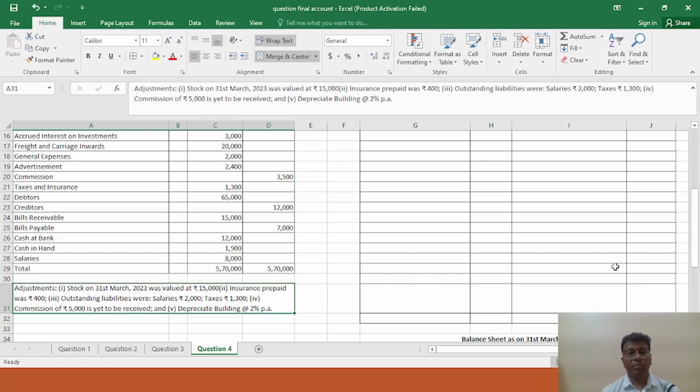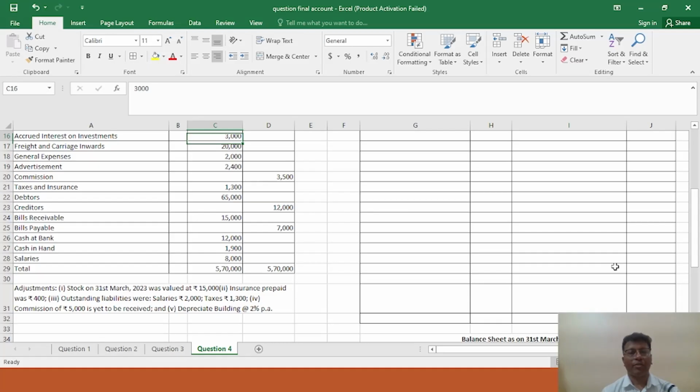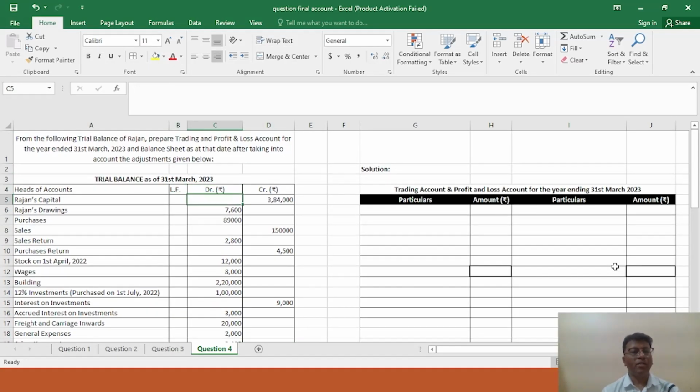And depreciate building at the rate of 2% per annum. So you have to charge depreciation on the building, and that particular amount would be subtracted from the building amount, and it should be shown in the debit side of the P&L account as a loss in the form of depreciation. Right. So the very first item we have to consider is Rajan's capital, 3,84,000.